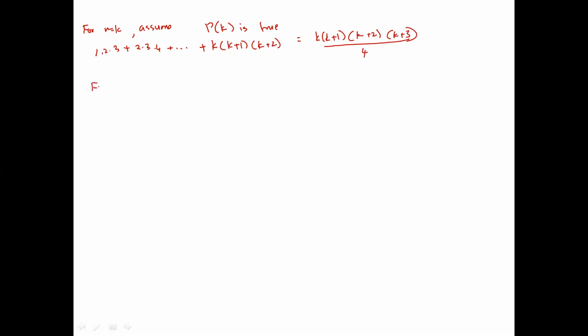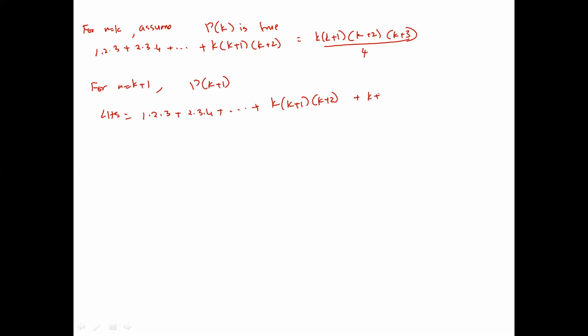Now we will take n equal to k plus 1, P of k plus 1, but we will take only the left hand side. 1 into 2 into 3, 2 into 3 into 4, and so on. We have first k into k plus 1 into k plus 2.